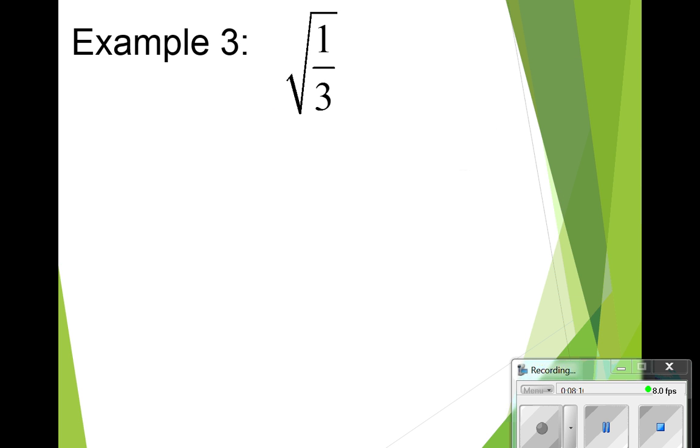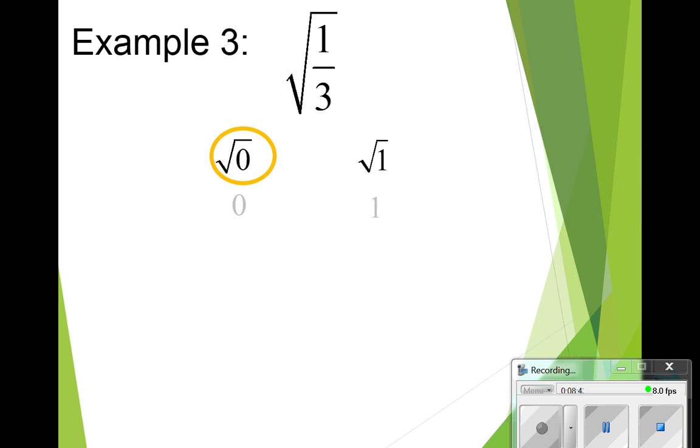Example 3 is a fraction. You have the square root of 1/3. If you look at your table, because your table starts with the square root of 1, which is already bigger than square root of 1/3, you know that it's going to be between the square root of 0 and the square root of 1. You don't really have to do the math here to determine which one it's closer to, because obviously it's going to be closer to the square root of 0.